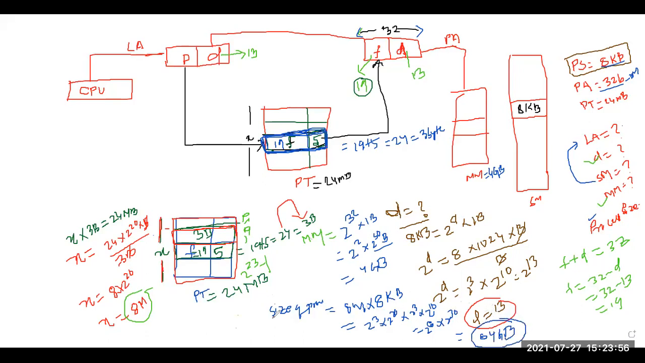Clear how we calculate it? Remember, size of the process is nothing but total number of pages into page size. What is my page size? Page size is 8 KB. Fine. Now coming back, how to find this logical address from the page table? From the page table, how can we find this logical address?